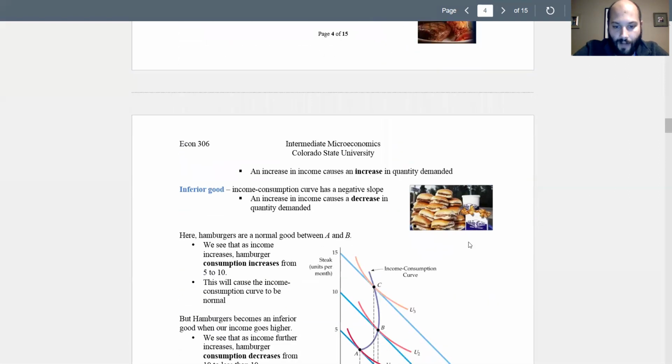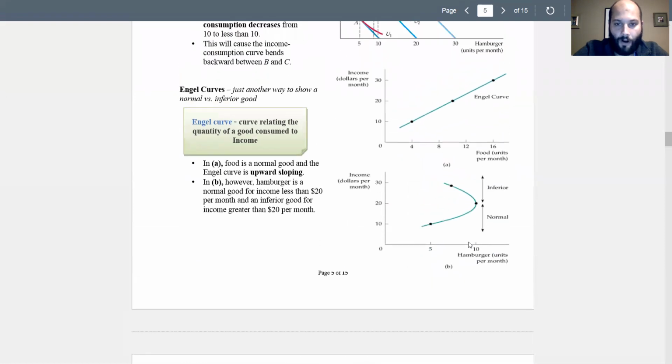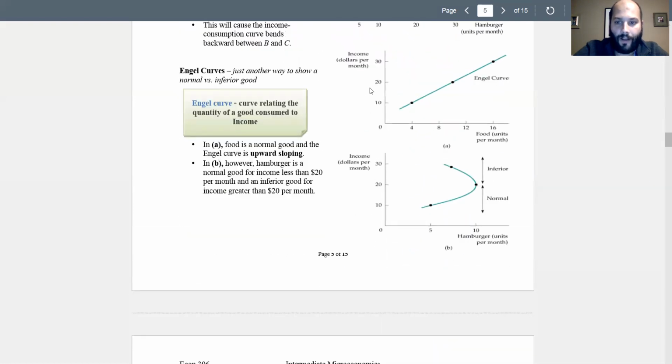The second type of curve that we can trace out from our income consumption curve is an Engel curve. And this one, I think, for me was always the hardest to remember because its name doesn't tell you exactly what it is. But an Engel curve shows you, at any different income, what is the quantity of food demanded. So it's very similar to how we mapped out the demand curve, except instead of having the price of the good on the y-axis, we have the consumer's income here instead.